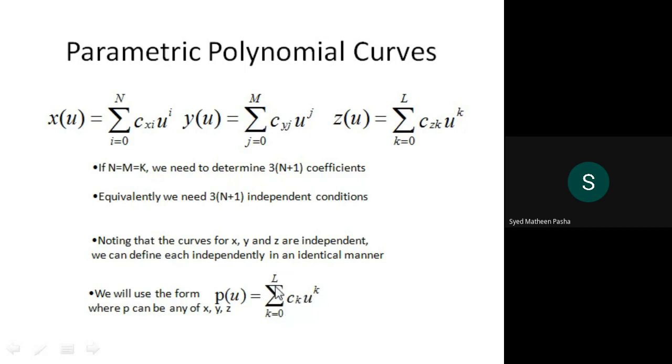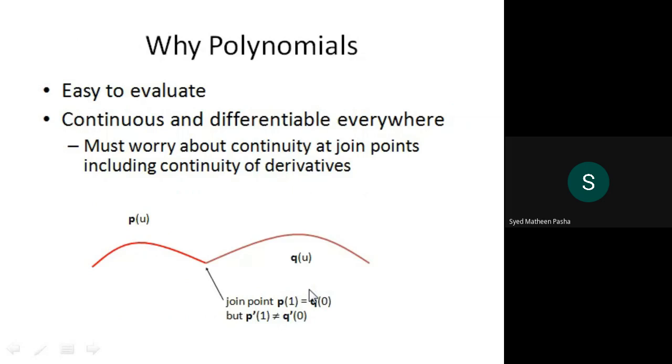Basically, you can check, this might be k or l as well, which is actually a termination condition with respect to the polynomial curves. So why will we be using polynomial curves? It is actually easy to evaluate. These are some of the advantages of polynomials. Why will we be using polynomials? Easy to evaluate, continuous and differentiable everywhere. That is, you can use polynomials anywhere so that you can differentiate, whatever kind of polynomial we'll be using in any functions. Then we must worry about continuity at joint points, including the derivatives.